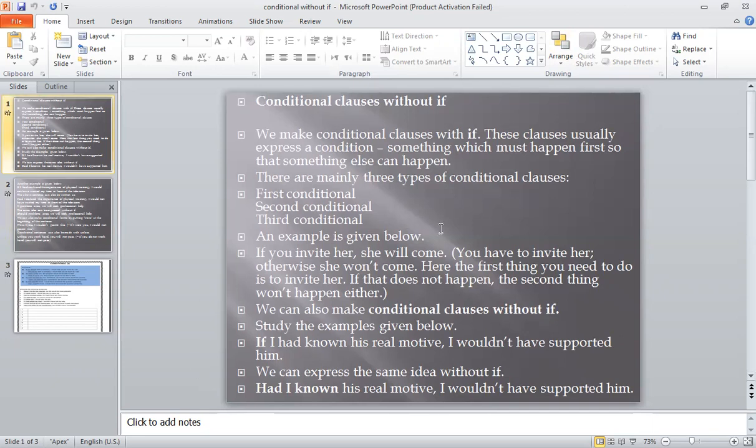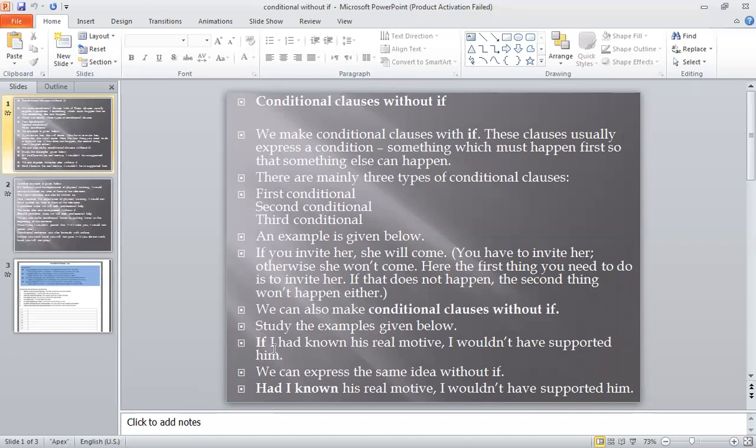If you invite her, she will come. You have to invite her, otherwise she won't come. This is the example we mentioned, like the first conditional. Here, the first thing you need to do is to invite her. If that doesn't happen, the second thing won't happen either. We can also make conditional clauses without if. This is the point I want to make. Study the examples given below.